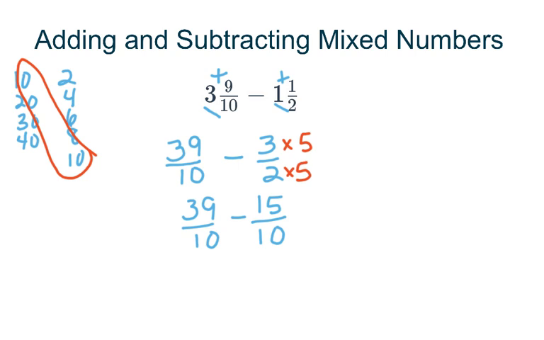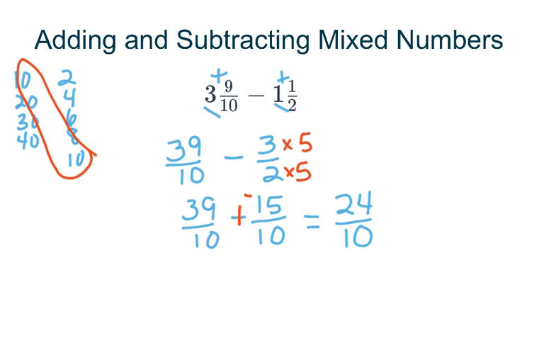So we're going to do a keep change, which means we're going to keep the first number the same, 39 tenths. We're going to change subtraction to addition, and then change the sign of the second number. So this is now 39 plus negative 15. 39 plus negative 15 is 24. So we now have 24 over 10.